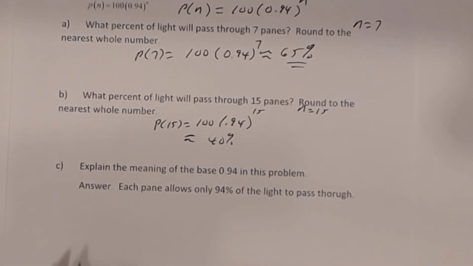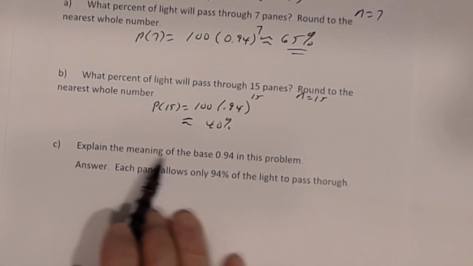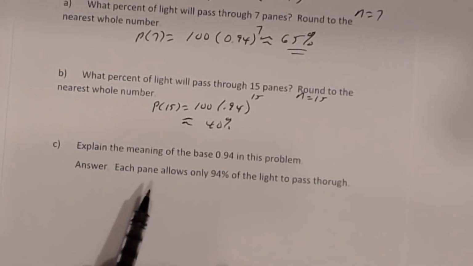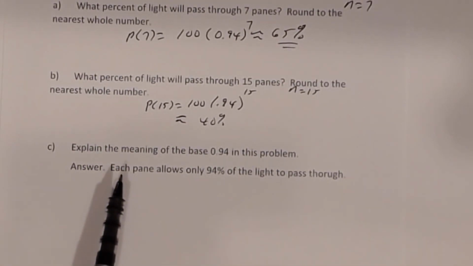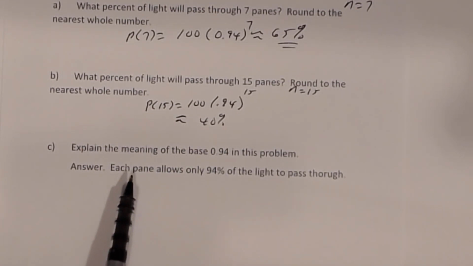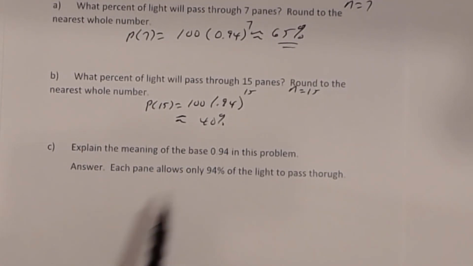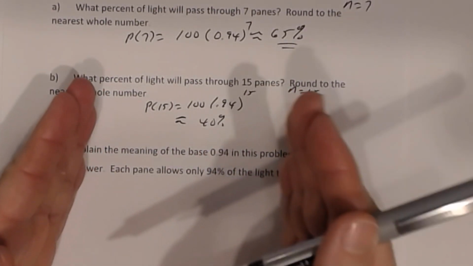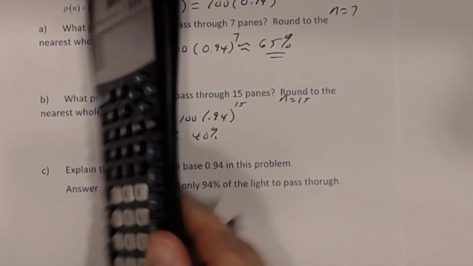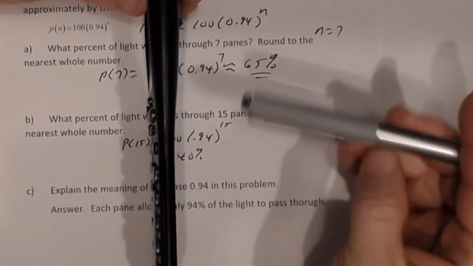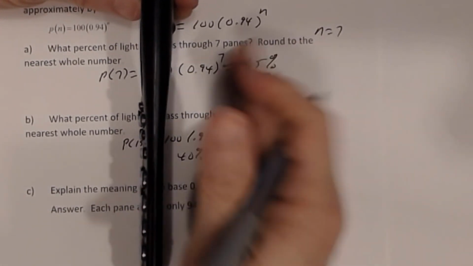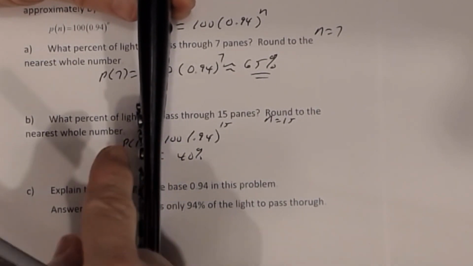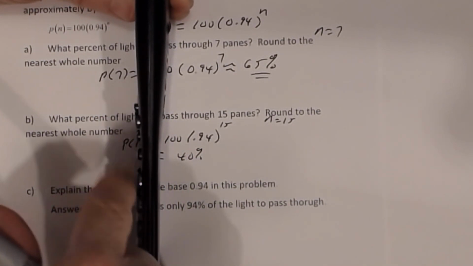Then C says explain the meaning of the base 0.94. I tried to discuss that as we went through this. What that 0.94 means is this: each pane allows only 94% of the light to pass through it. Let's say you had 3 panes. This is the first. You have your light, and 100% of that light is going to touch it. As it goes through, it's going to lose 6%. So only 94% will come out.